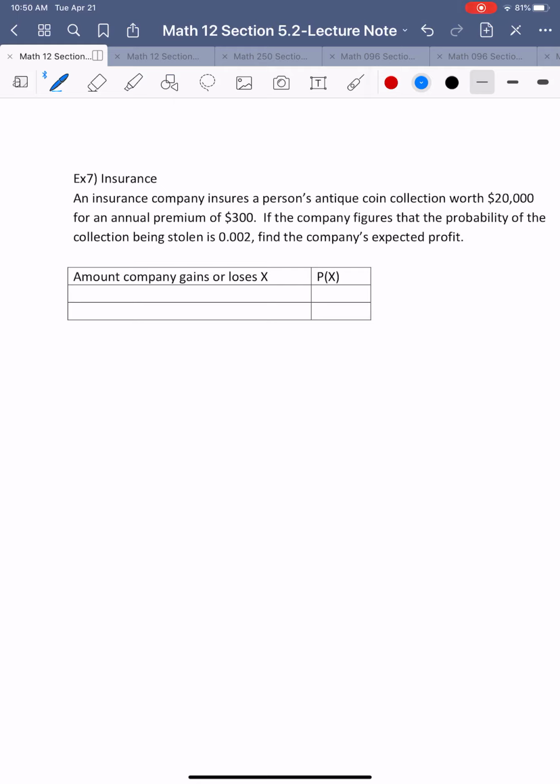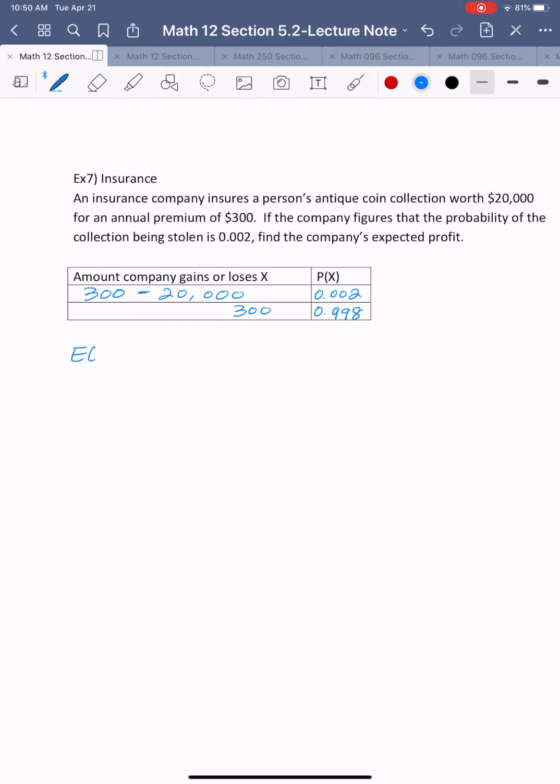Okay, so the company is still earning the $300, but if the company loses the coins, it needs to pay the $20,000 to the person, which has a probability of 0.002. The other probability, 0.998, is the chance of not losing the coins. Okay, so which means what? The company can keep the $300.